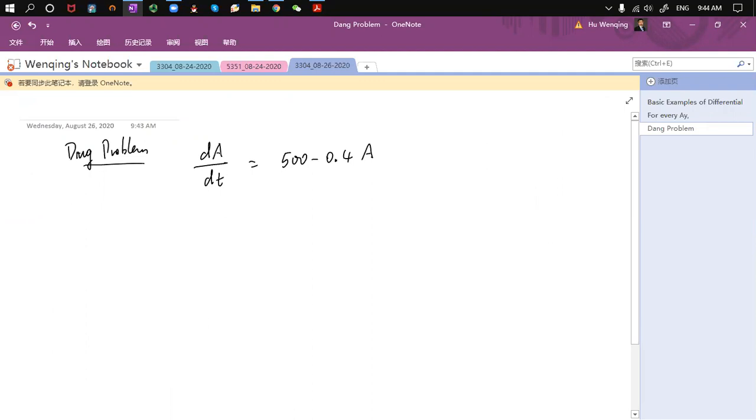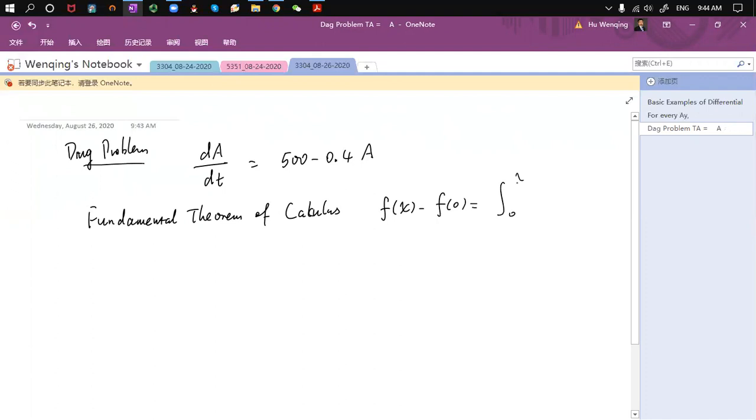Sometimes you want to find A from the derivative of A, by the fundamental theorem of calculus, right? So we already have this fundamental theorem of calculus. It tells us that f of x minus f of 0 is equal to the integral from 0 to x of f prime of s ds. So that's the fundamental theorem of calculus.